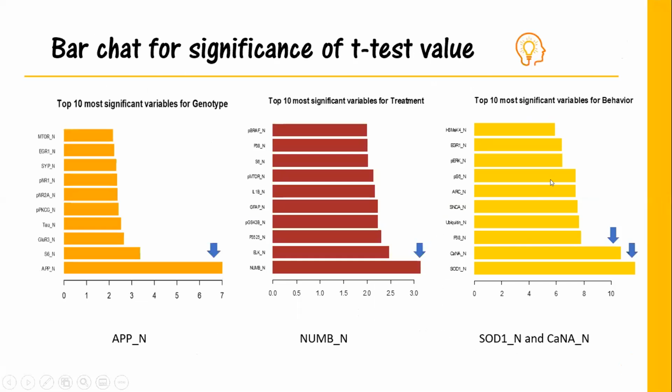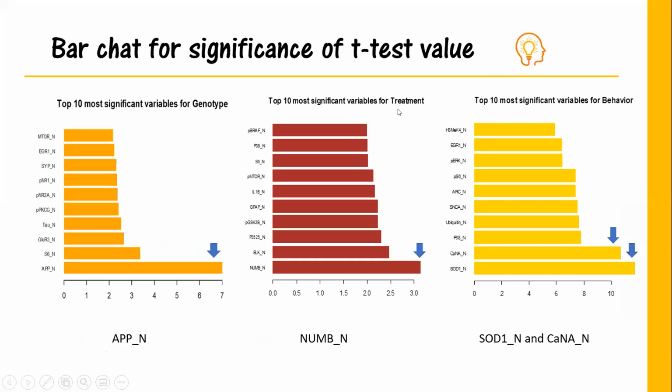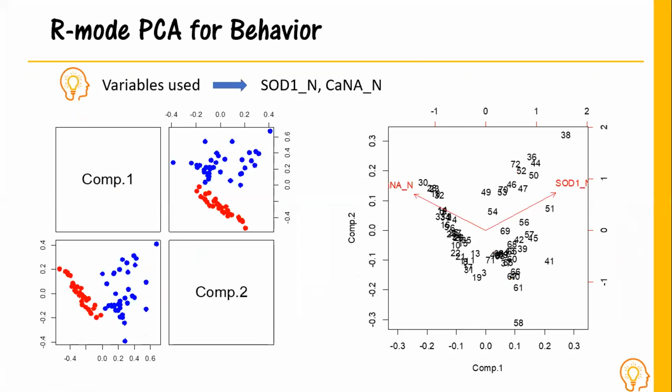And then, since in the previous slide we can categorize the behavior using the 3 variables, now we try to use only 2 variables to see how the result goes. This is the biplot of PC1 and PC2. We can see that there is also an obvious clustering between the context-shock and the shock-context now.